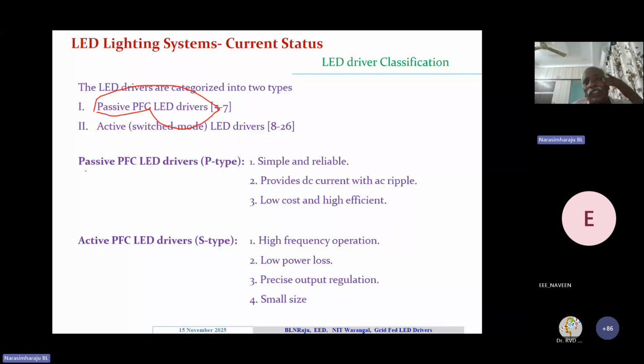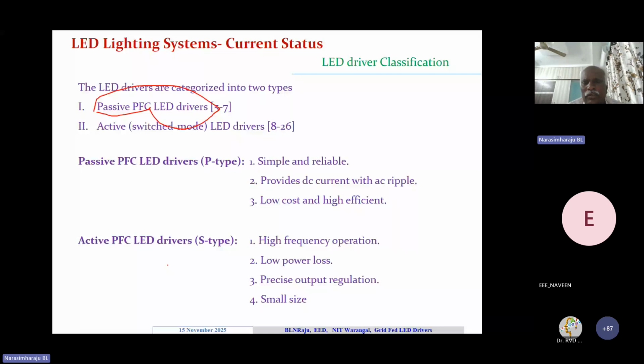However, these passive drivers look simple and reliable, but you always need to survive with their limitations. They cannot provide a ripple-free DC current, which is the very essential requirement for an LED driver circuit. Moreover, they may come at a very low cost, but they have very low efficiency in performance because they are very lossy.